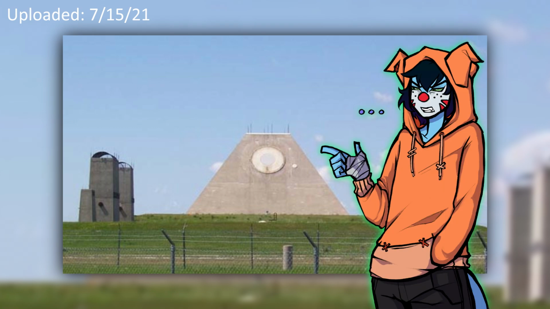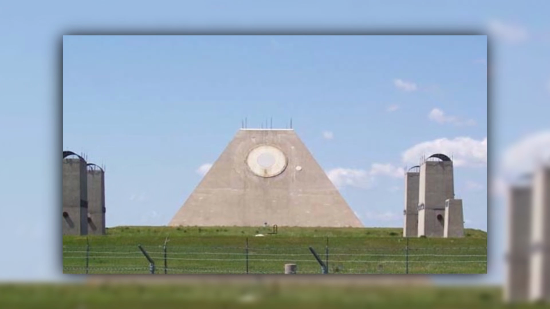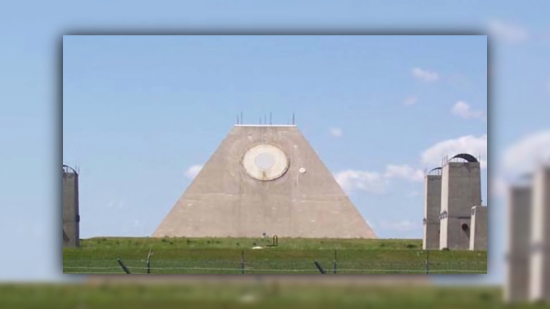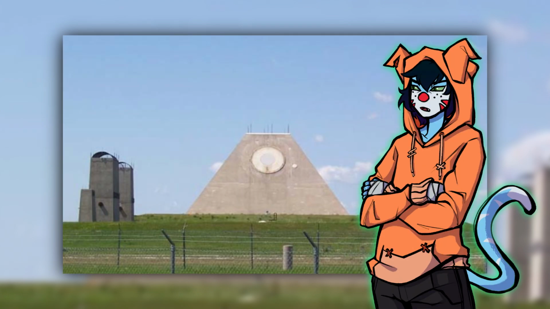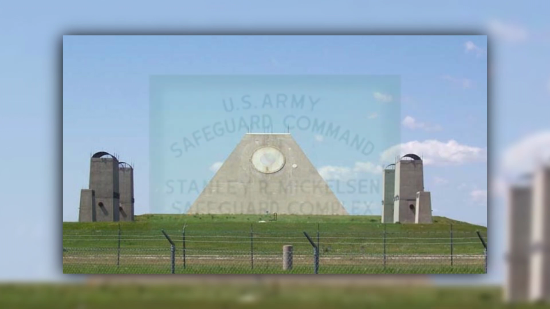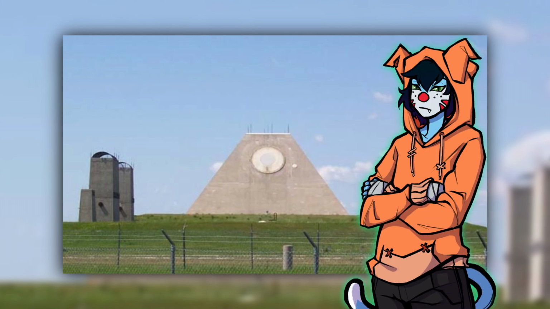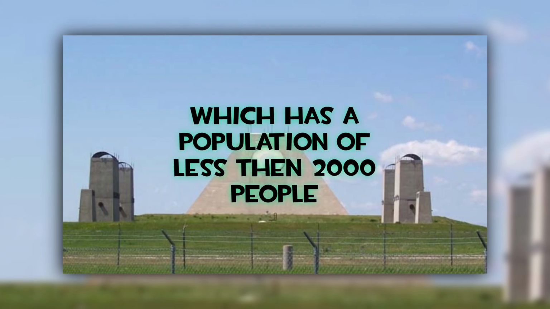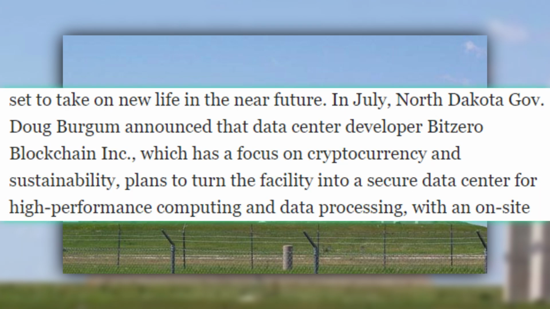Next we have this unidentifiable structure. At least I'm not sure what this is supposed to be. It's one of those images that's super popular, so finding the origins of it is difficult, due to it being posted across the internet so many times. I did find it though, so what does this ziggurat structure entail? Well, what we're looking at here is the Stanley R. Mickelson Safeguard Complex, or the SRMSC, which is a compound of various military facilities located in Langdon, North Dakota, which has a population of less than 2,000 people. The site is no longer in use and was bought out by a company in 2022 for crypto mining.